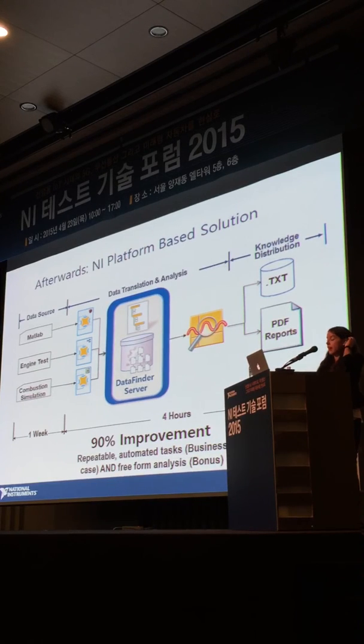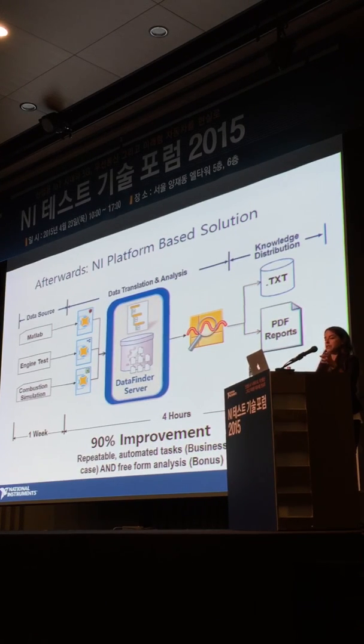And you can see that with Cummins, instead of spending 2 weeks analyzing and converting their data, we reduced that to 4 hours. And overall, that was a 90% improvement in their process, and they were able to create repeatable automated tasks. And one thing that they really wanted that they didn't realize DIAdem could help them do is the free-form analysis.